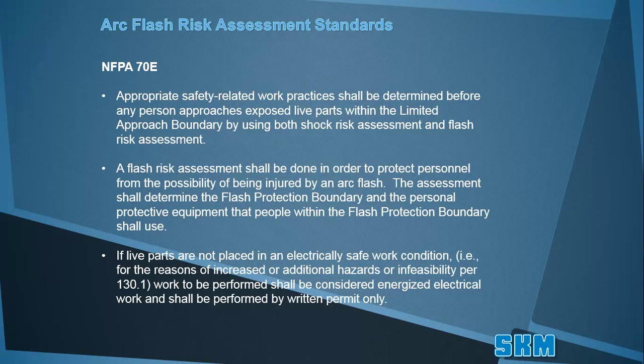In regards to arc flash, NFPA 70E states, appropriate safety-related work practices shall be determined before any person approaches exposed live parts within the limited approach boundary by using both shock risk assessment and flash risk assessment. A flash risk assessment shall be done in order to protect personnel from the possibility of being injured by an arc flash. The assessment shall determine the flash protection boundary and the personal protective equipment that people within the flash protection boundary shall use. If live parts are not placed in an electrically safe work condition, work to be performed shall be considered energized electrical work and shall be performed by written permit only.